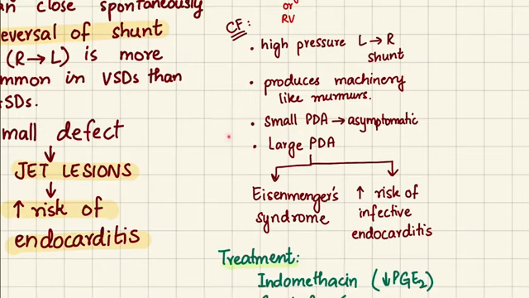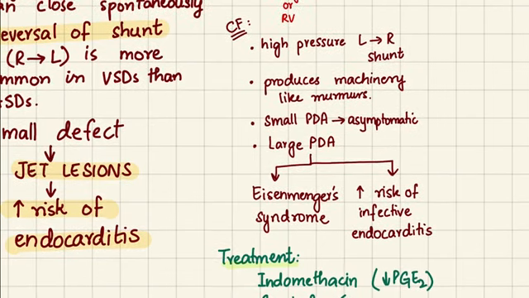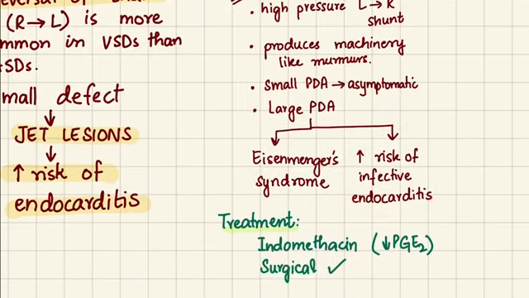Okay, now these PDAs can be small or large. Small ones are mainly asymptomatic, but larger PDAs can lead to Eisenmenger syndrome, that is eventual reversal of the shunt, and also increased risk for infective endocarditis. The treatment in this case is indomethacin, which will decrease prostaglandin E2, and also surgical intervention will be necessary for permanent cure if that does not work.